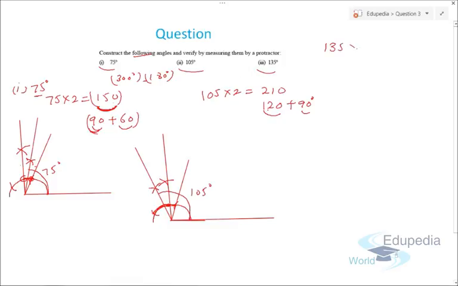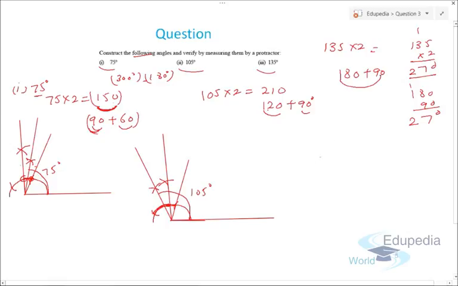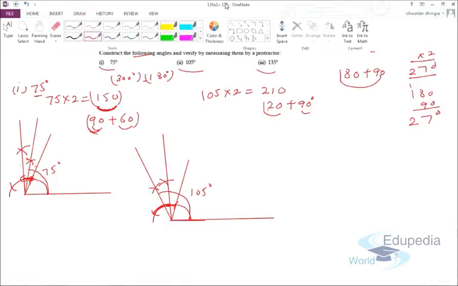Now, let's see how we can draw 135-degree. So 135, if we times it by 2, it comes out to be 270, right? So how can we split it? We can write it as 180 plus 90. Why? Because 180 plus 90 comes out to be 270, right? So we need to bisect 180 and 90. So let's see how we can do this.